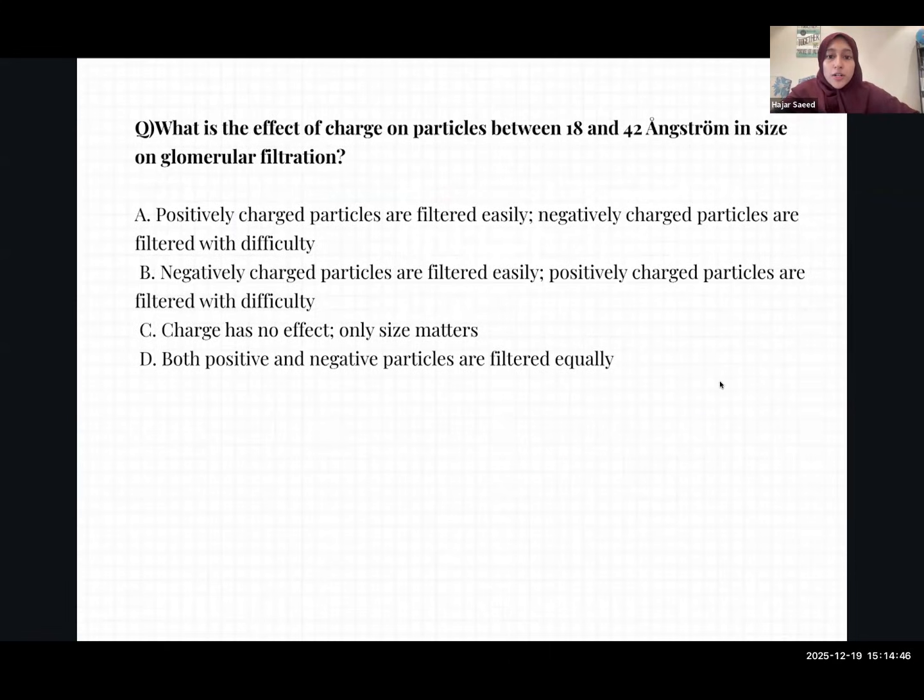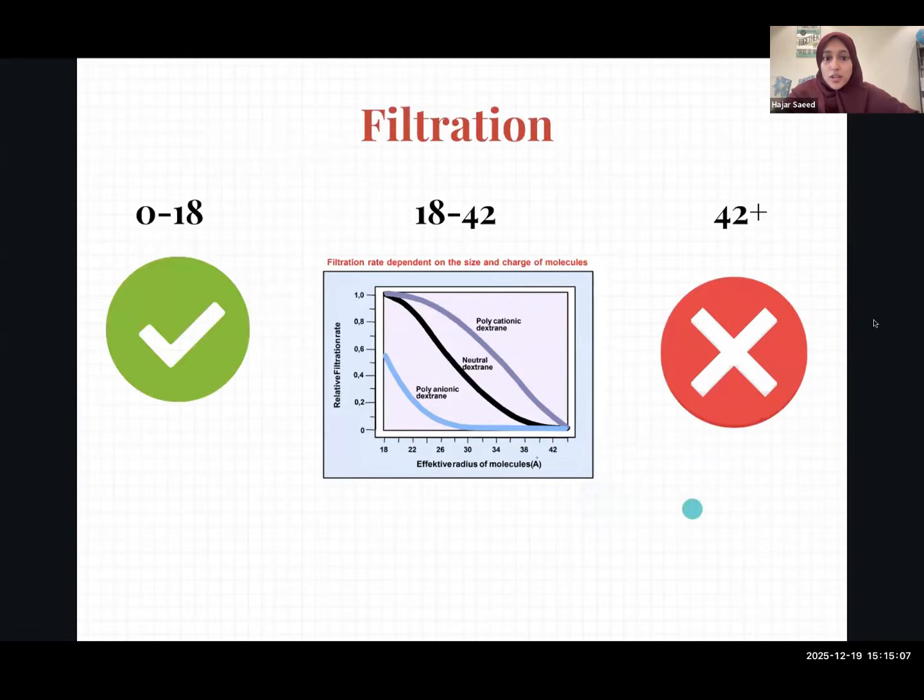What is the effective charge on particles between 18 and 42 angstrom in size on glomerular filtration? A, positively charged particles are filtered easily and negative are filtered with difficulty. B, negative are filtered easily, positive are filtered with difficulty. C, charge has no effect, only size matters. Or D, both positive and negative are filtered equally. Correct.